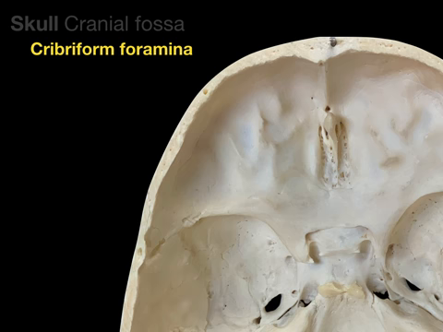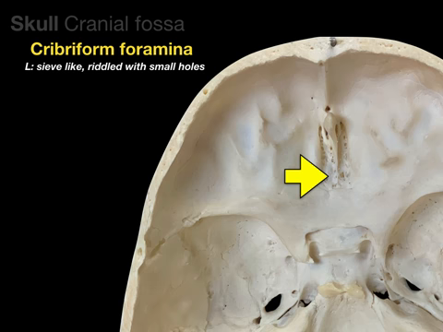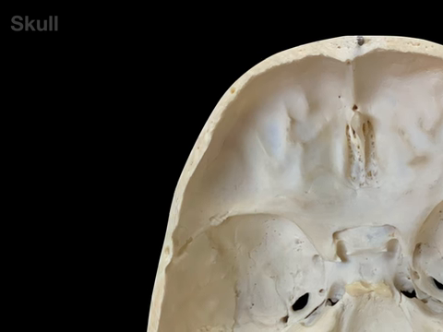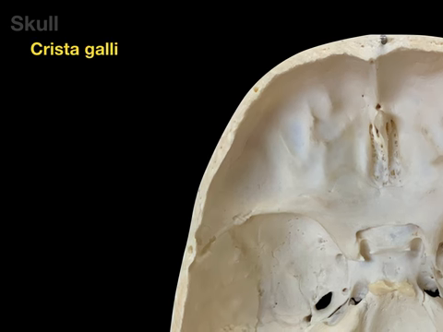Then there's the cribriform foramina. The term cribriform is Latin for sieve-like or riddled with small holes. And so it is because in this lateral wall of the nasal cavity, these olfactory nerves coming from that superior nasal concha here ascend up, and then they go through all these little holes, the cribriform foramina, and the olfactory nerves synapse in the olfactory bulb, which then goes out to the brain. Now, the crista galli is located right there.